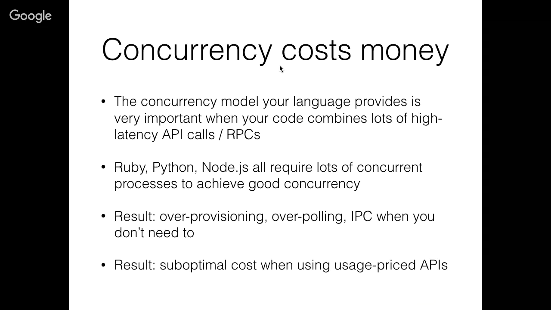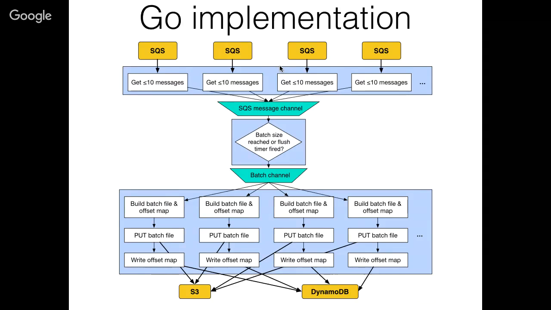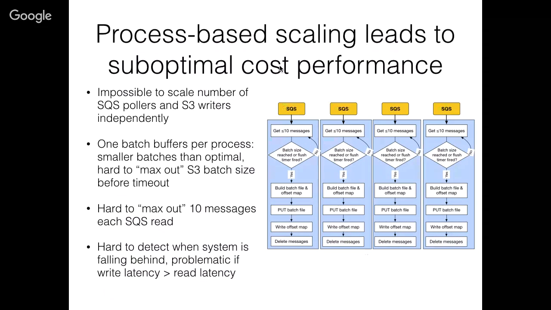Generally the service that's the fastest is going to be over provisioned, and then you're just going to be able to keep up with the service that is the slowest. And as a result, when you're using a usage-based priced API, it hurts you monetarily, because I am making way too many SQS calls here just to get some kind of batching on the S3 side.